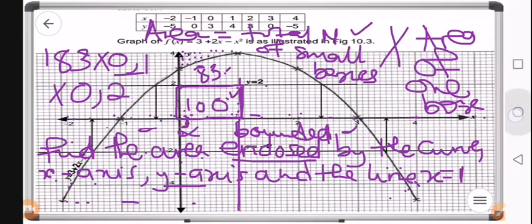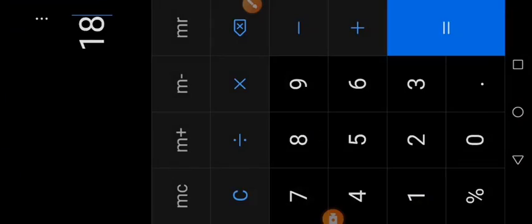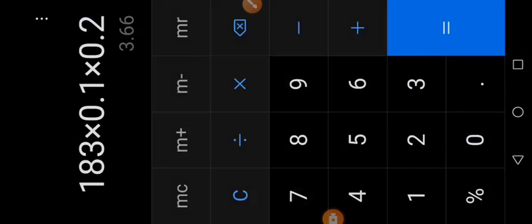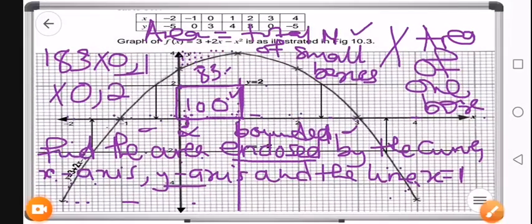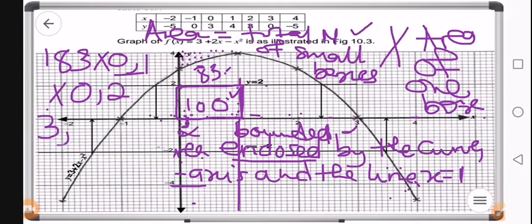Alright. We have 183 times 0,1 times 0,2. So it is 3,66. The area is 3,66 square units.